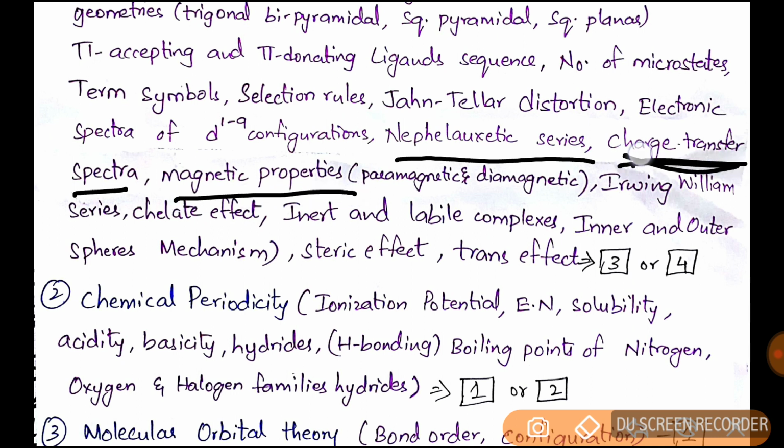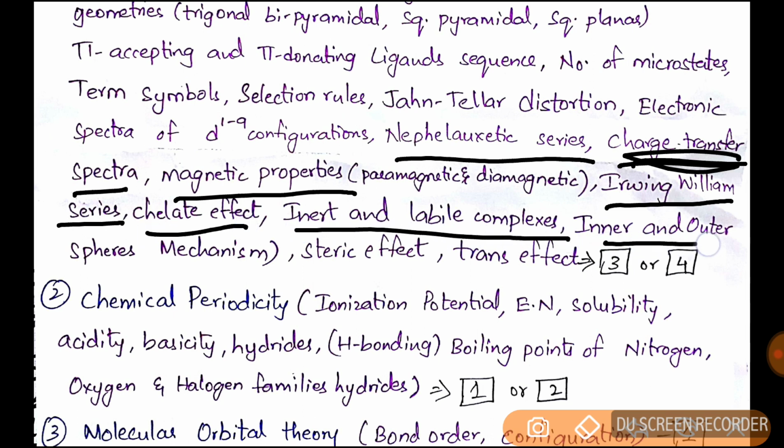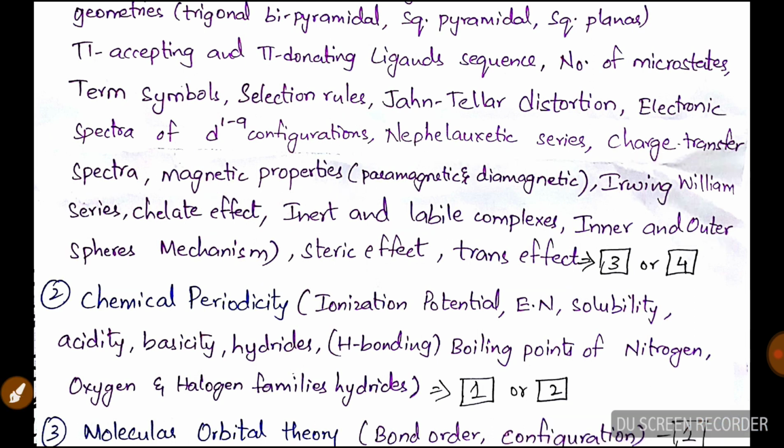This charge transfer spectra is also important, guys, and magnetic properties, that is paramagnetic, diamagnetic, or calculation of magnetic moment. And this Irving-Williams series is also important, guys. Chelate effect, inert and labile complexes, inner and outer sphere mechanism, steric effect, trans effect. So overall, from coordination chemistry, you can expect 3 to 4 questions definitely from only these areas. If you prepare only these areas, you can easily attempt 3 to 4 questions, guys.